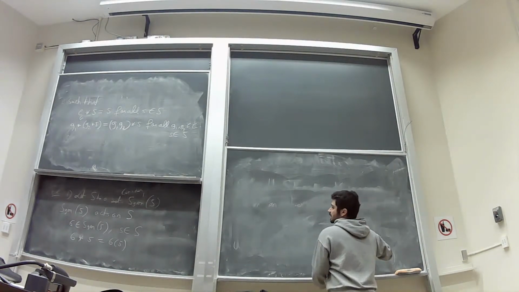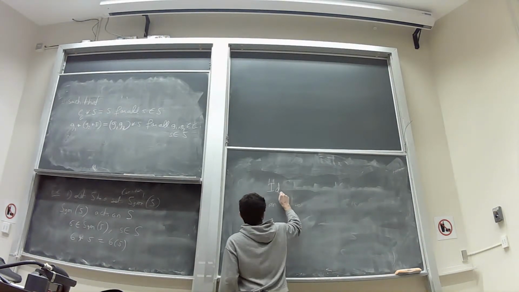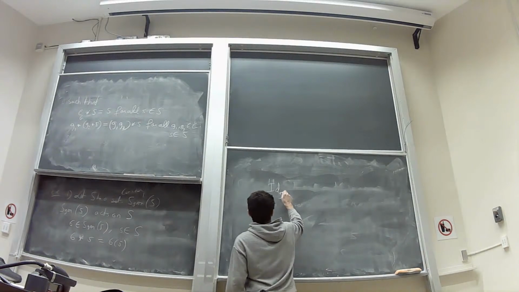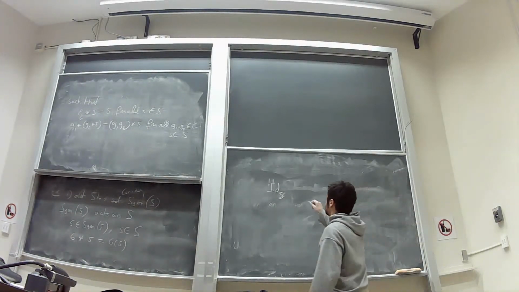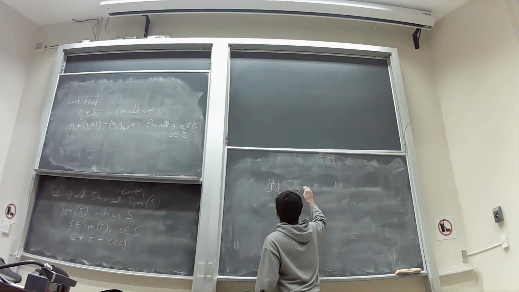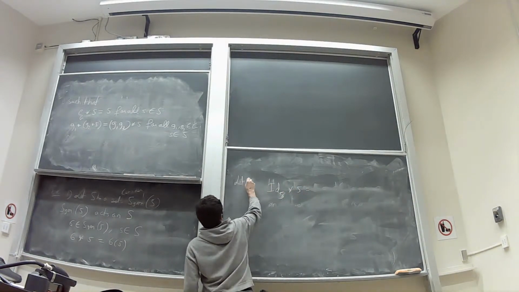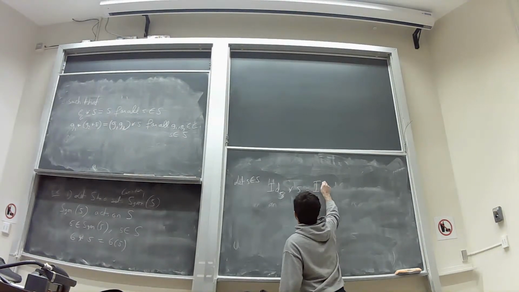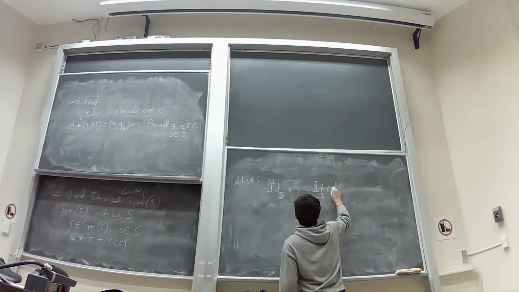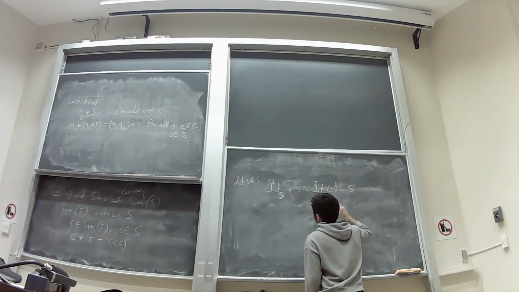Now, what's the identity of Sym S? The identity of Sym S is just the identity function on S, right? What's ID star of s? So let s be in S. ID star of s is just the identity of S applied to s. It's just s.